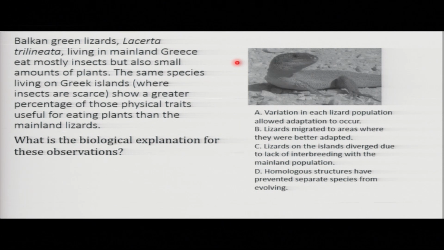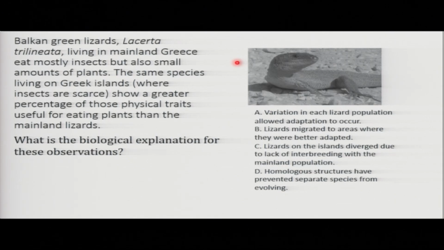Now, this is where we have to start thinking. What is interbreeding? When it does not happen, what are we having finally? D, I'm saying that homologous structures have prevented separate species from evolving. D is not at all related to the question. So we kick D out before anything. So we remain with A, B, and C.